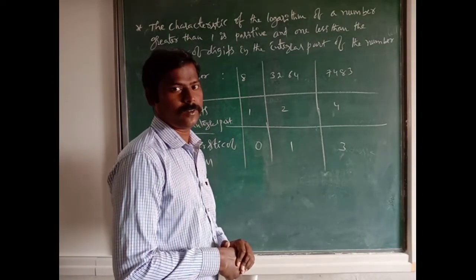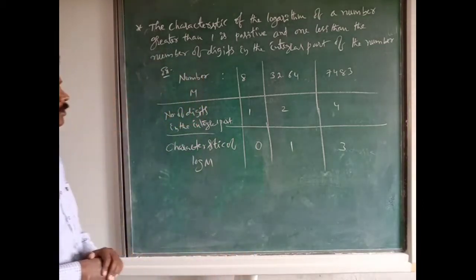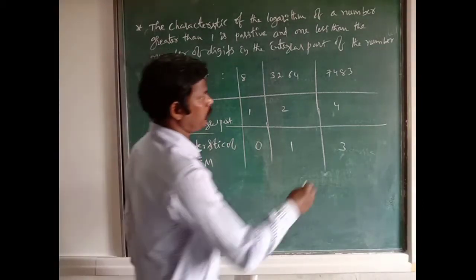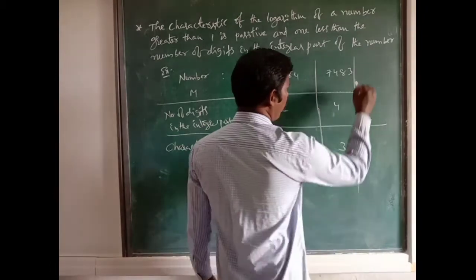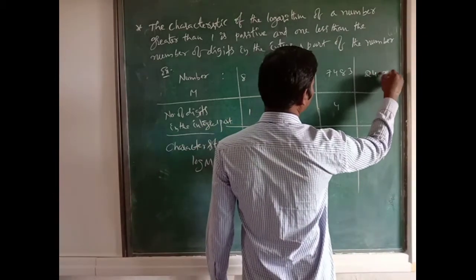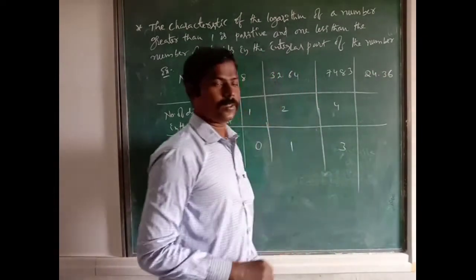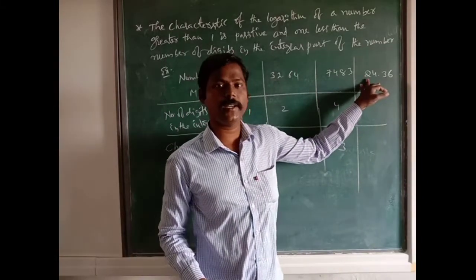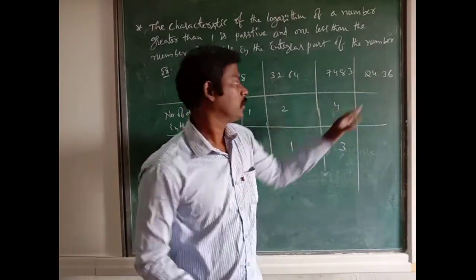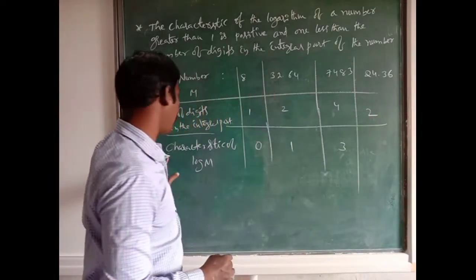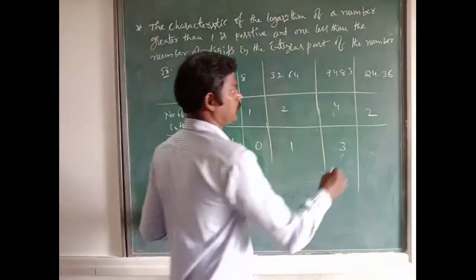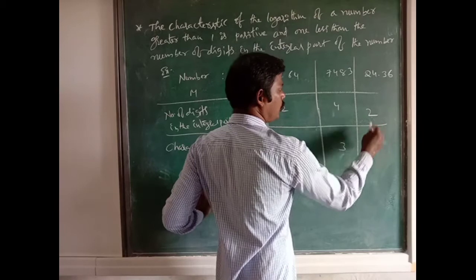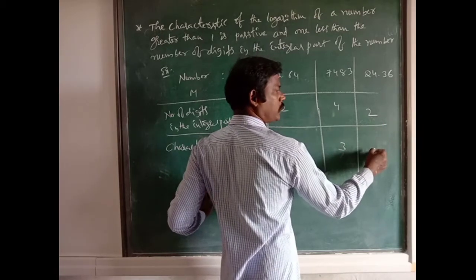Very important. Okay students, look at the board and observe. If you want one more example, 24.36 is given. Here, how many digits are there in the integral part? 2. Now the characteristic of the logarithm: here 2 is positive, so 2 minus 1 is what? Students, 1.